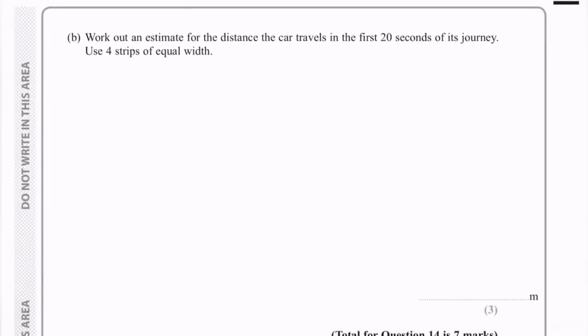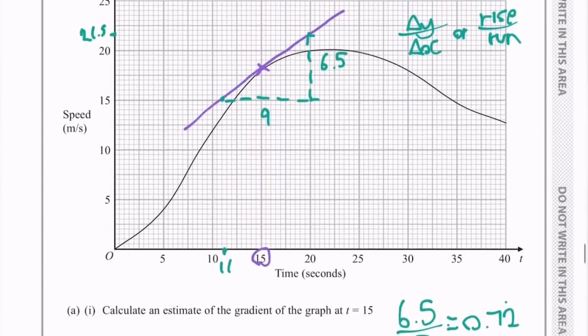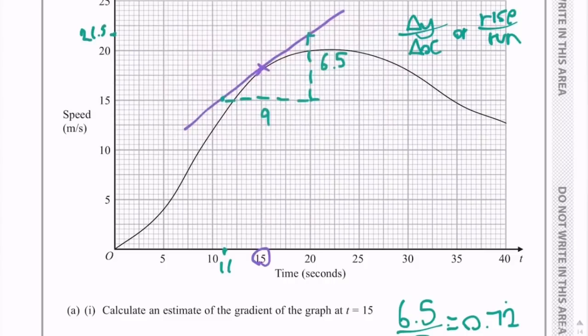Oh, and there's another part. Work out an estimate for the distance the car travelled in the first 20 seconds of its journey and use 4 equal strips. So that is up to the first 20 seconds. So yeah, there's a lot of drawing on this graph. So, assuming that we've already got stuff drawn on here, I'm going to leave that there. So 4 equal strips up to 20. So that's where I'm going to stop. So equal strips will be in 5s.